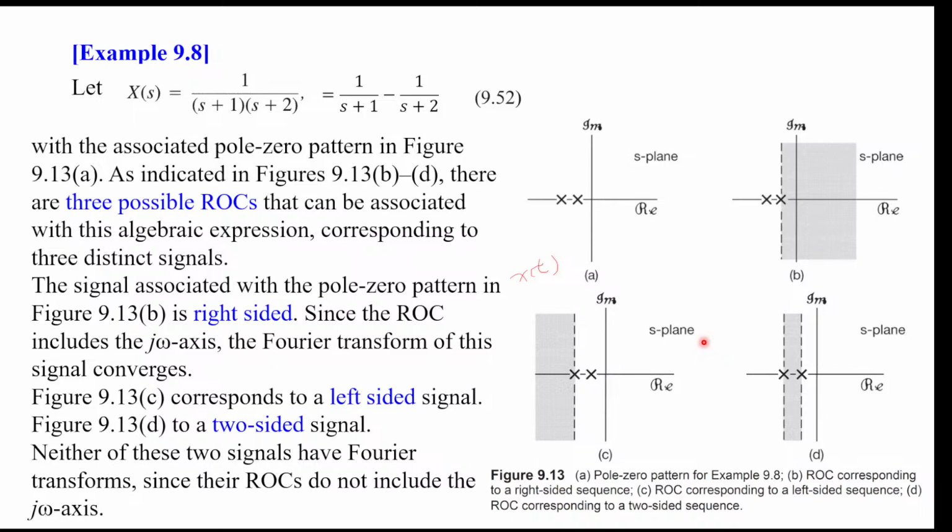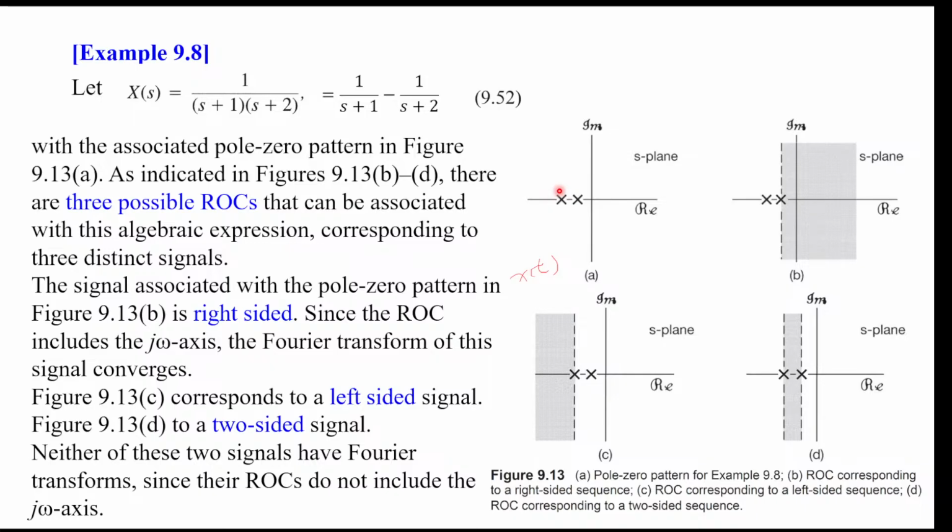But anyway, for now just think about what the possible ROCs are for a rational function. So we have a rational function X of s equal to 1 over (s plus 1) times (s plus 2). So this thing has poles at -1 and -2.